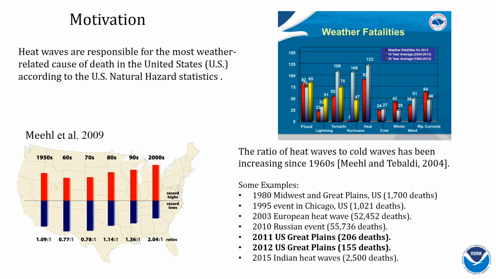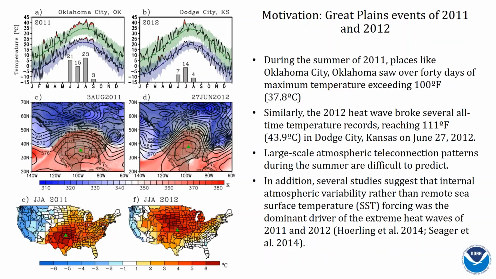So this, on top of those, is our very extreme events. I'm going to concentrate on these two, the 2011 and 2012 events, and I will show you how extreme they were. This is on the top panels. The left panels are for the 2011 event, and the right panels are for the 2012 event. These are for two cities in the Great Plains, Oklahoma City in Oklahoma and Dodge City, which I don't know what it is, but it says it's in Kansas.